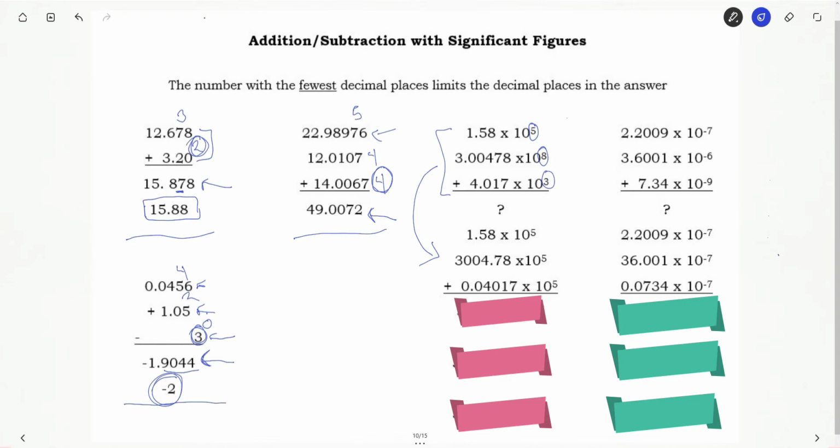So if you take a look at my second number here, just notice I went from a 10 to the 8th to a 10 to the 5th. So my decimal moves 3 places.